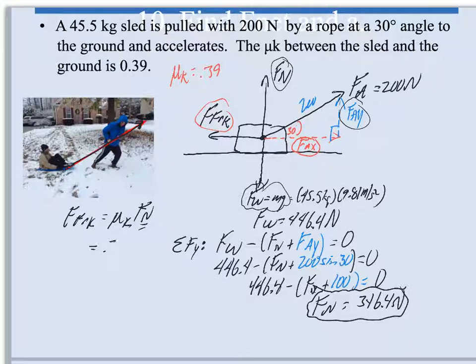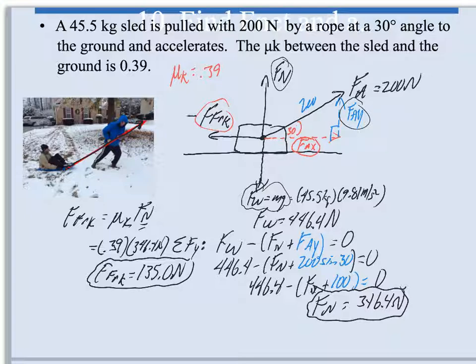So now we have enough information, we can come over here and we can solve for friction. And we know friction is the mu k value, 0.39, times the Fn, 346.4 newtons. And that means our friction force is 135 newtons. So there's our friction force. And we know that it's pointing to the left. We know it's accelerating to the right. So we know Fax has got to be greater than 135. Because if it was the same, it wouldn't be accelerating.